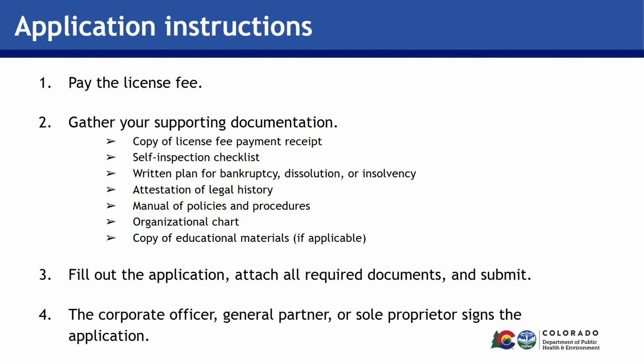There are 4 steps in the application process. First, you need to pay the licensing fee. Next, you need to gather your supporting documentation. After that, you can fill out the application form and submit it along with all supporting documentation. Finally, the corporate officer, general partner, or sole proprietor will be emailed a copy of the completed application form along with a signature page, which they will need to sign and send back to us.